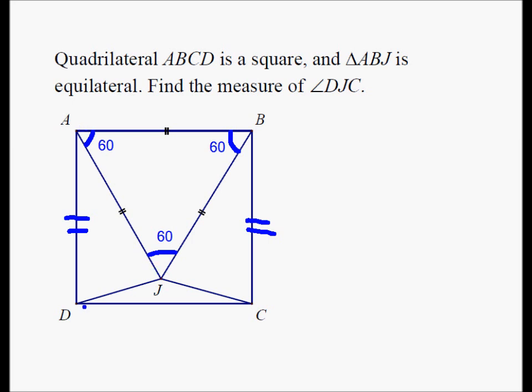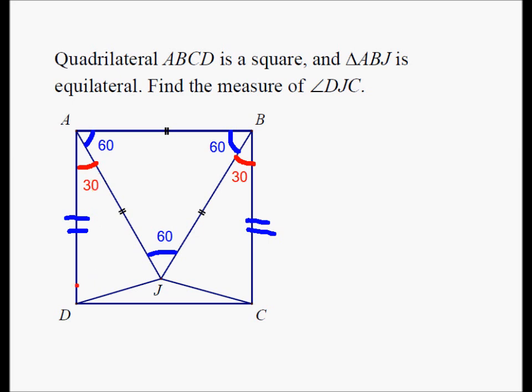Triangle AJD is also isosceles. Note, ABCD is a square, so this angle is a right angle. And how do you find the measure of this angle? Has to be 30. Arguing exactly the same way, this has to be 30.